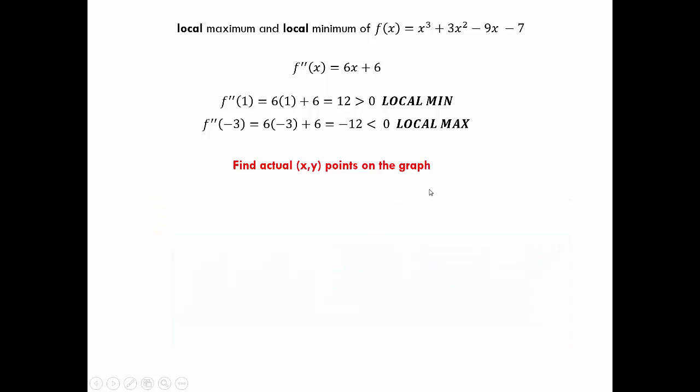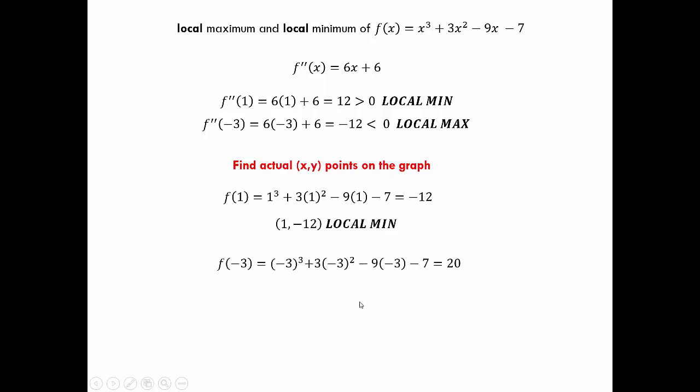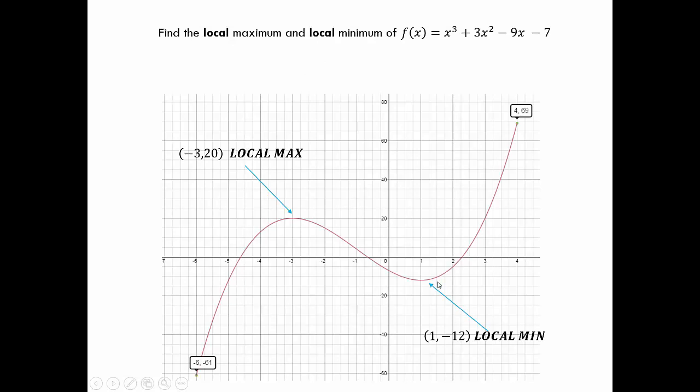So again, I want to actually find the point, so I go back to my original function. I plug in my critical point of 1. I plug in my critical point of -3, and that gives me the actual xy value. And that's what you want, because how are you going to just graph a 1 and a -3, right? You need to know where to put it. And so now I can see my local max and my local min on this function.